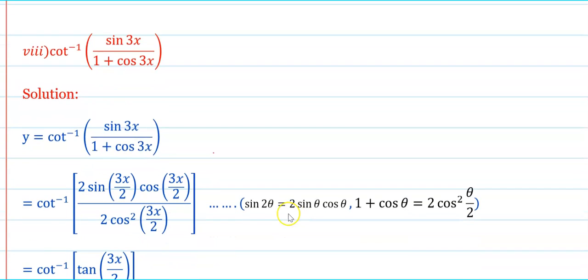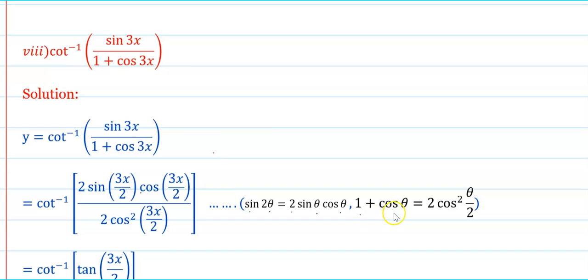Now the next question. y is equal to cot inverse of sin of 3x upon 1 plus cos of 3x. Again here we use the formula sin of 2 times theta is equal to 2 sin theta into cos theta. Means whatever the angle is, divided by 2. Now here the angle is 3x divided by 2, it is 3x upon 2. And hence sin of 3x is equal to 2 sin of 3x upon 2 into cos of 3x upon 2.